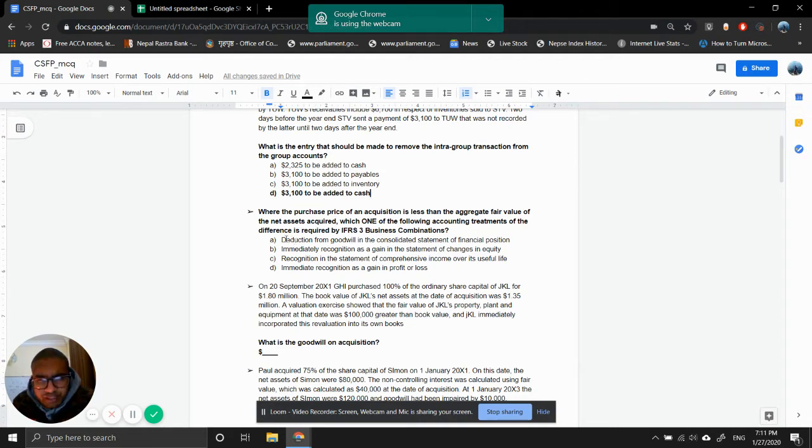Deduction from goodwill in consolidated statements of financial position. Why would you do that? Because it's not impairment. Immediately recognize as gain or loss, gain in the changes in equity. No, not over there, SOPL, remember. Recognition in statement of comprehensive income over its useful life. No way, that's not really how you do it. Immediate recognition as gain in profit or loss. Okay, so this is our option. This is the only valid one that seems to match.